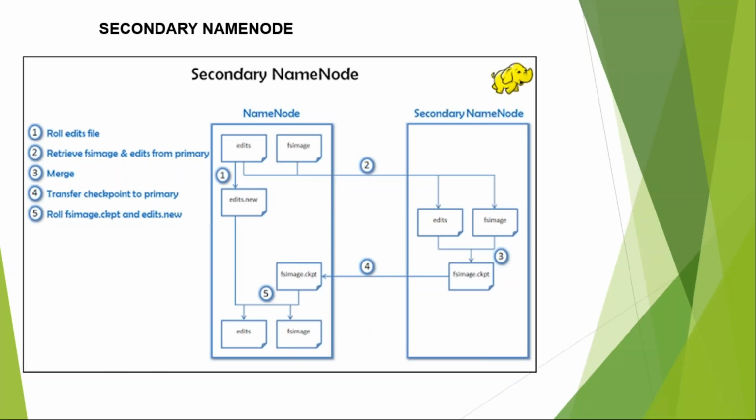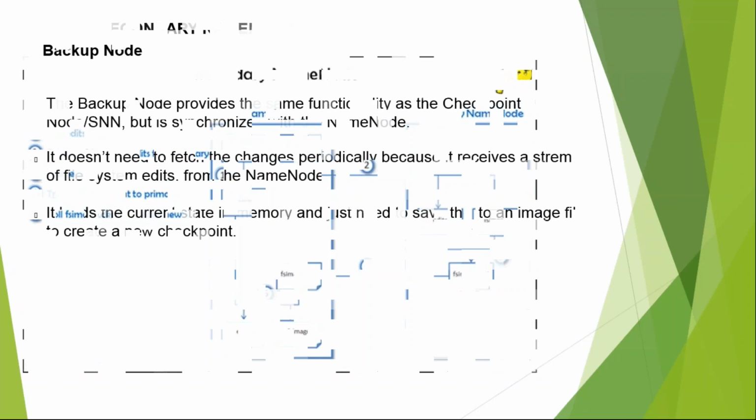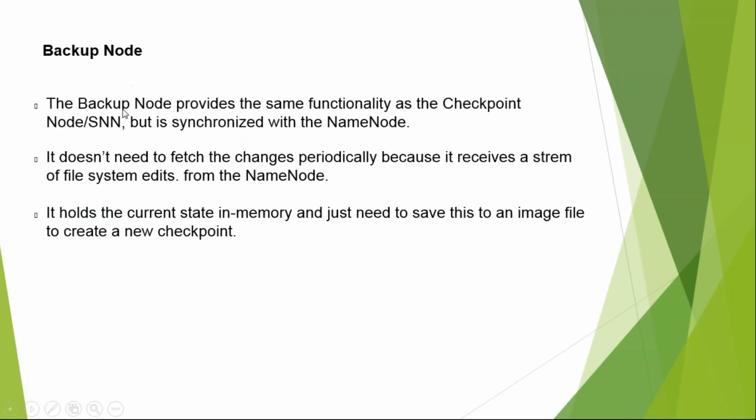The backup node will be creating the FS image very frequently, always merging. The backup node provides the same functionality as the checkpoint node and secondary name node, but it is synchronized with the name node. It doesn't need to fetch the changes periodically because it receives the stream of file system edits from the name node. It holds the current state in memory and just needs to save this into an image file to create a new checkpoint.